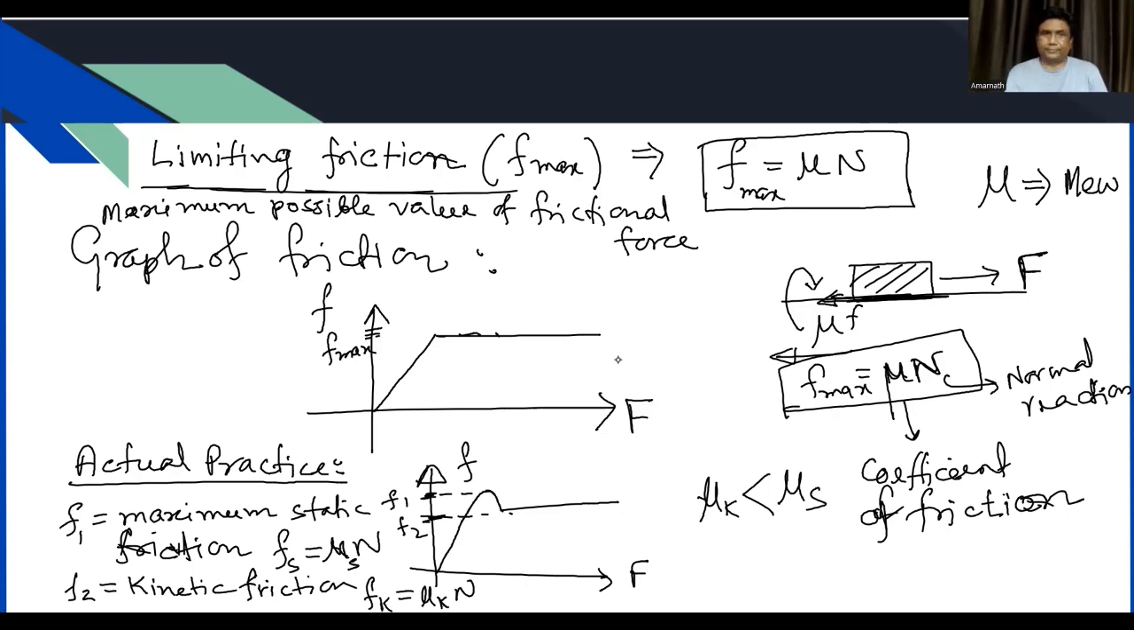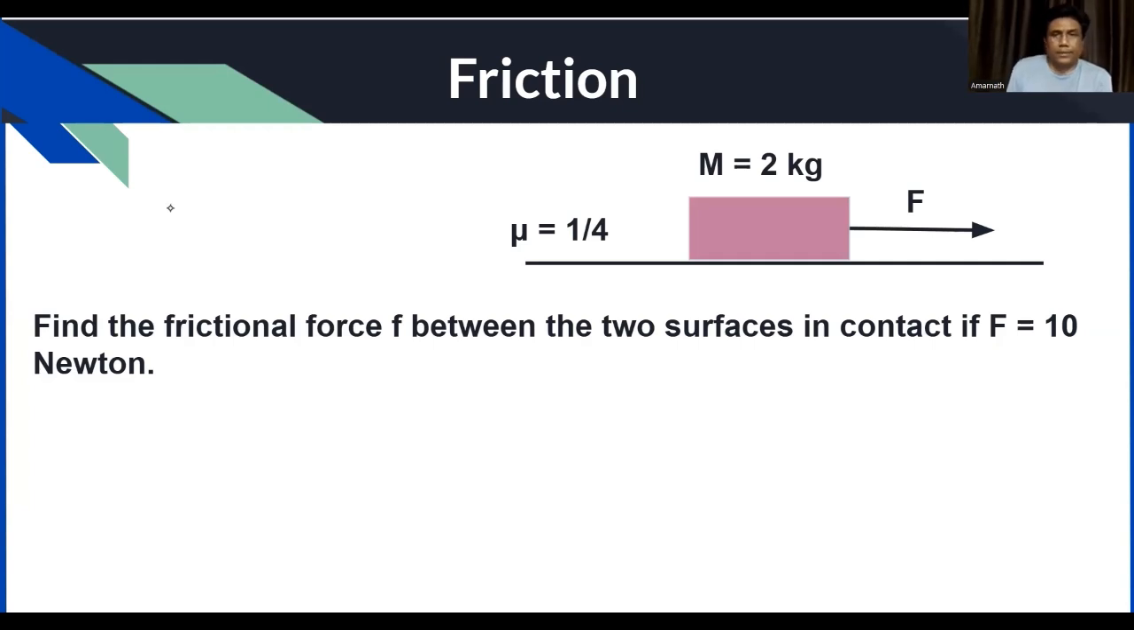Practically, nothing else. So let us do some numerical. Here the mass of the block is 2 kg, the surface friction coefficient is 1 upon 4, and the applied force is 10 Newton only. Now you see, if I draw the free body diagram, this is the object. The gravitational force is 20 only, the normal force will be N, the applied force is F equal to 10, but I don't know what the friction is.